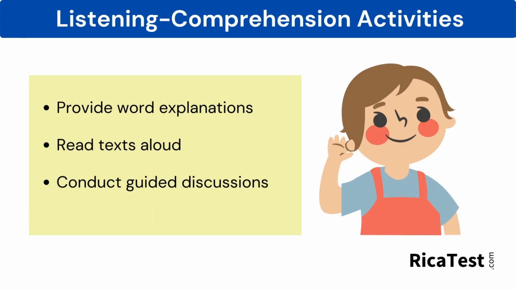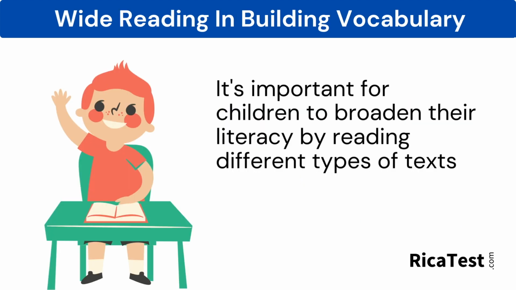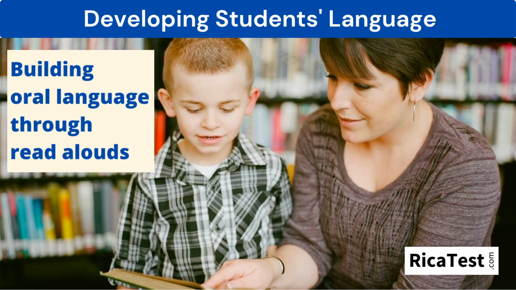To promote the development of vocabulary, academic language, and background knowledge, we can use explicit listening comprehension activities by promoting word explanations, reading both literary and informational texts aloud to students, and conducting guided discussions of text content and vocabulary. It's important for children to broaden their literacy by reading different types of texts. Teachers develop students' oral language skills by reading aloud to students every day.